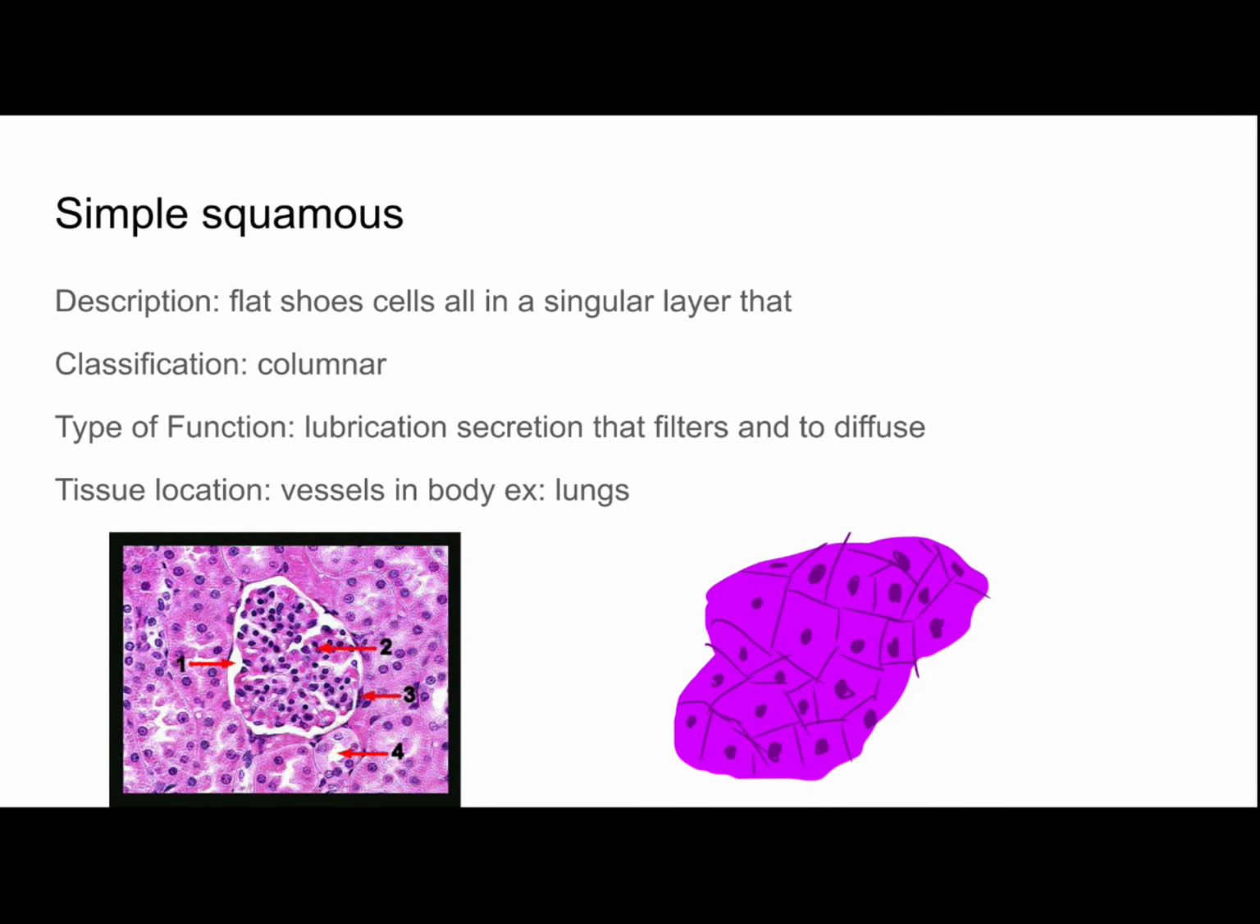Okay, so this is the simple squamous. It's pretty much flat-shaped cells in a singular layer that protects the other cells surrounding it, and filtration. Classification is columnar, and all it does is secrete lubrication, and it filters out particles and substances by diffusing them. It's located in separate vessels in the body, including the lungs and all that.